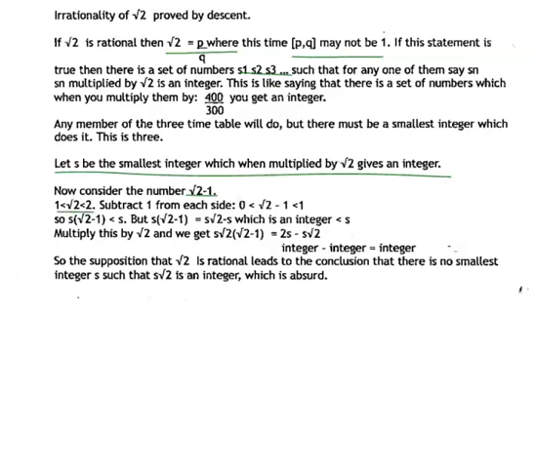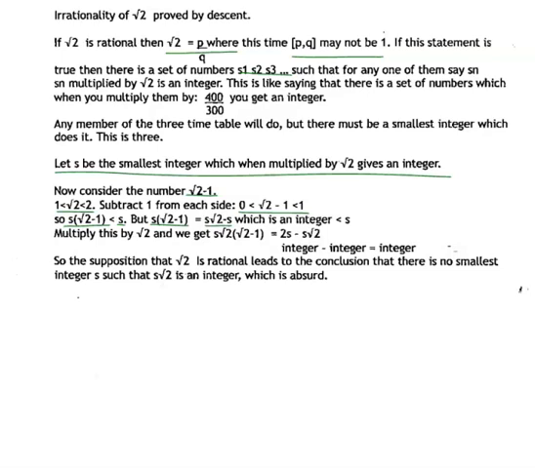1 is less than root 2, which is less than 2. And so subtracting 1 from each side, we find that 0 is less than root 2 minus 1, which is less than 1. So if root 2 minus 1 is less than 1, s times (root 2 minus 1) is less than s. But s times (root 2 minus 1) equals s root 2 minus s, which is an integer less than s.